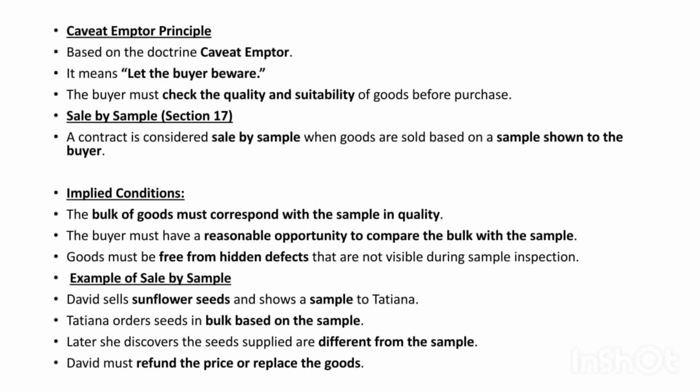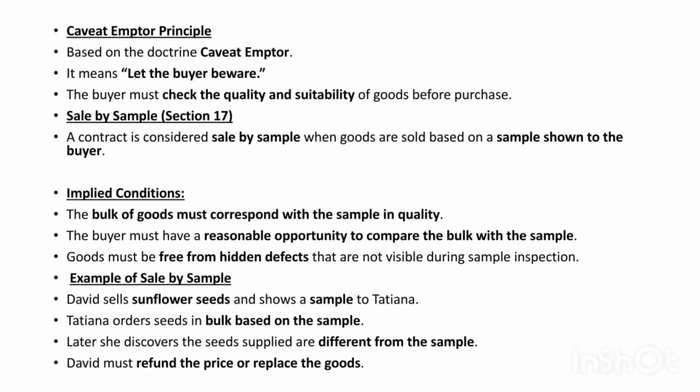Let's move on to the next topic, that is caveat emptor principle. And it means let the buyer beware. This is the starting point of section 16. The buyer must check the quality and suitability of goods before purchase. That is, the seller is not responsible if goods turn out useless for your purposes. Law says it's your job to choose carefully. But this rule has many exceptions, that is section 14 to 17 are all exceptions to caveat emptor. They protect the buyer.